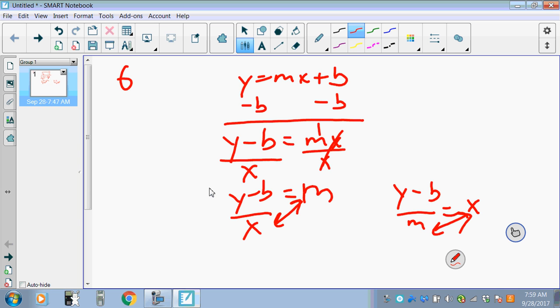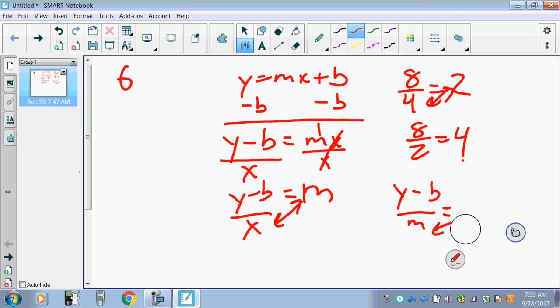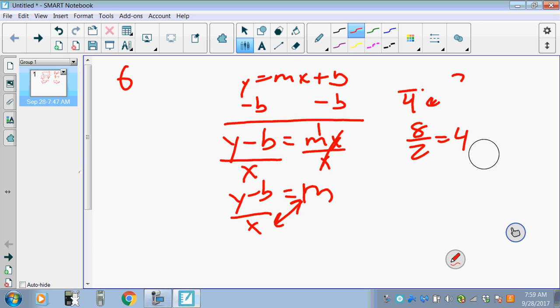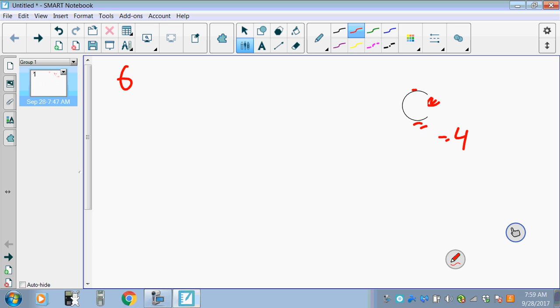Just if you want to see that, if we had 8 over 4 is equal to 2. Well, that's true, but if I switch these as well, 8 over 2 is still equal to 4. So anyway, just a quick little trick that'll save you some time in the future. And moving on, number 7.